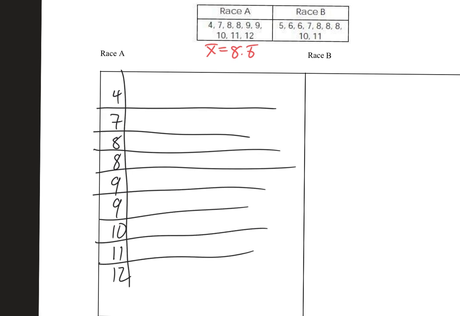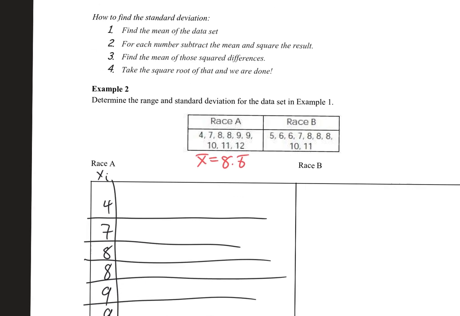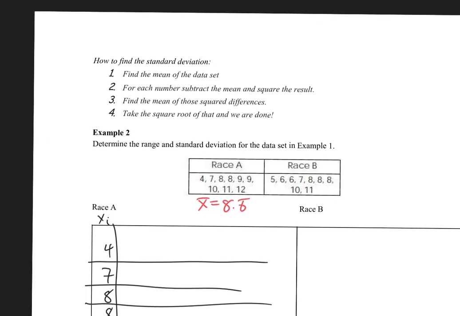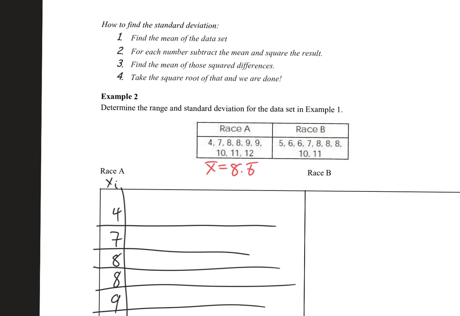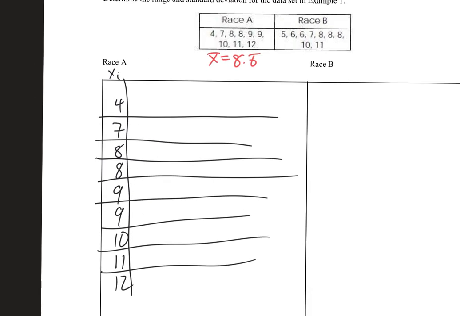Okay. And I'm just going to call this my xi, meaning my x term: 1 term, 2 term, 3 term, and so on. All right, now the next thing they say is, for each number, subtract the mean and then square the result. So let's do the subtraction part first. So I'm going to do that term minus the mean. And you're probably going to want a calculator handy.